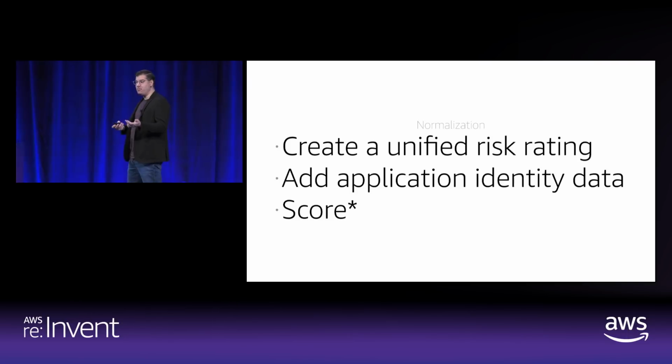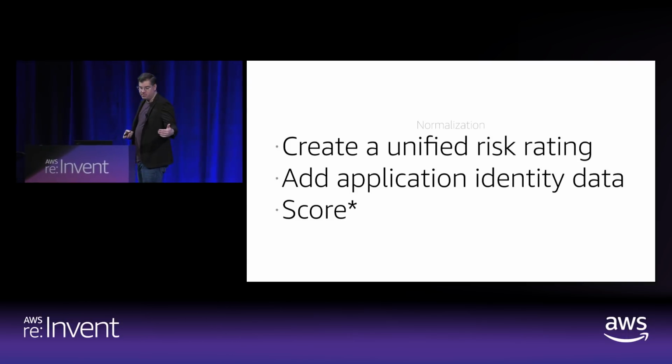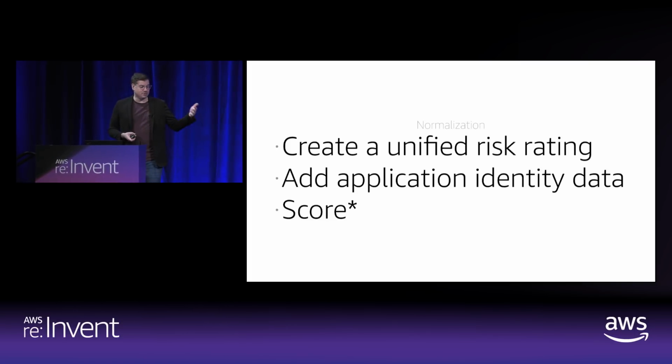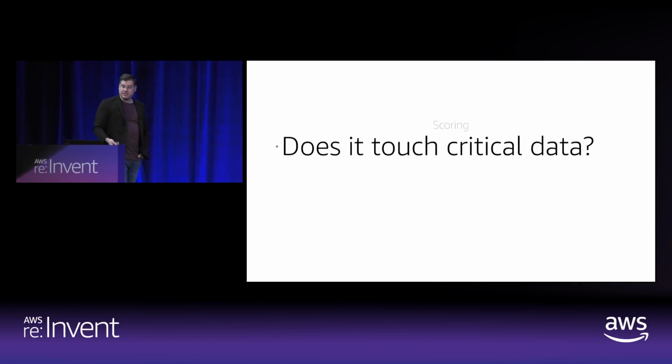And then ideally, we want to be able at some point to give a score to this data. That's where our machine learning model is going to come in on the back end. We need to give some sort of importance rating, and that comes in the form of a score, somewhere 0 to 1. For scoring, we're going to look at aspects like, does it touch critical data? Right? Is this the cafeteria menu? Don't care about it. Is this what our business is built on? I absolutely care about it, right?